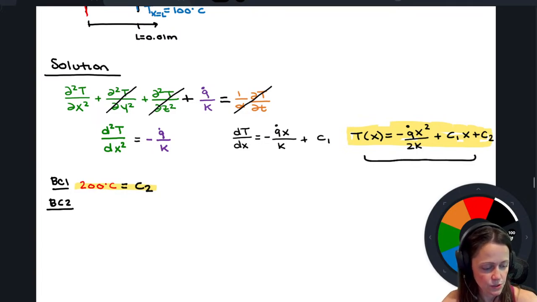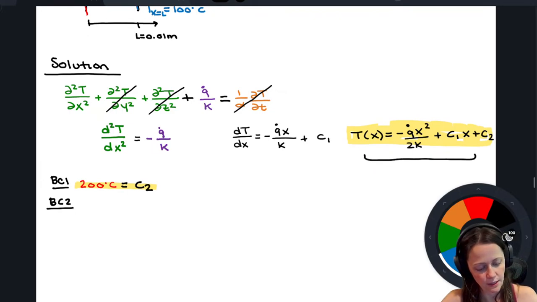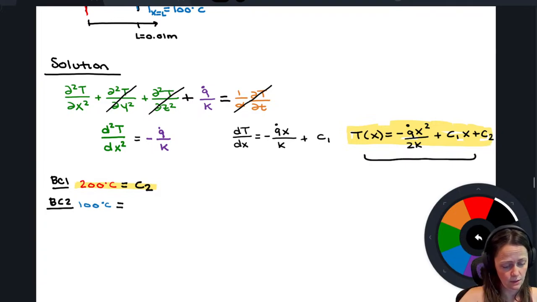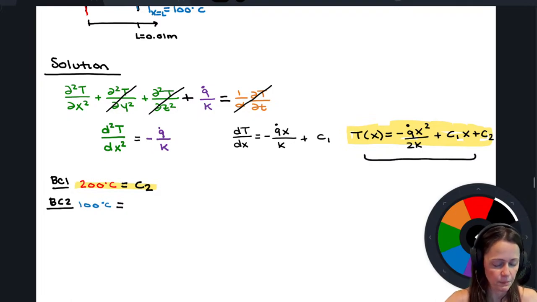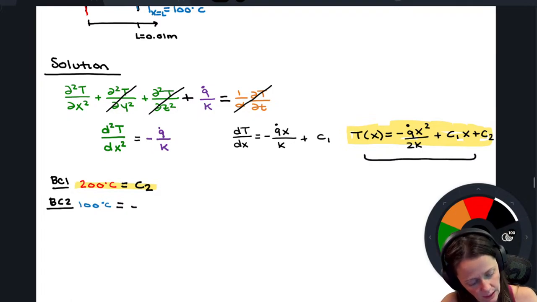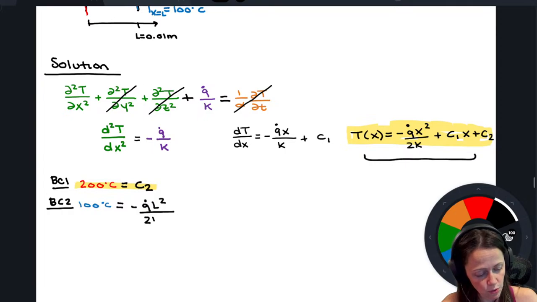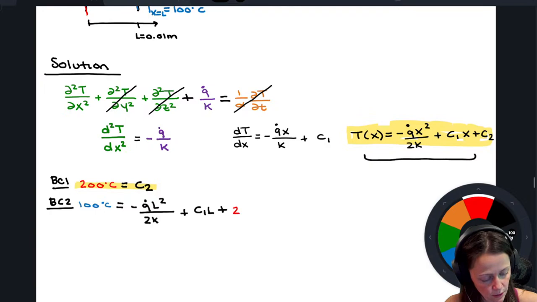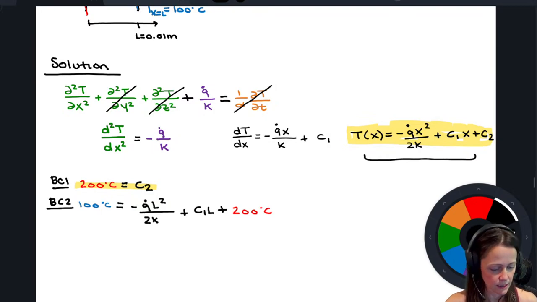The next boundary condition is, of course, going to be at x equals L. It's at 100 degrees. So 100 degrees is equal to, at x equals L, negative q dot L squared over 2k plus C1 L plus C2, which now I know is 200. Perfect. And so I can calculate and see what C1 is.